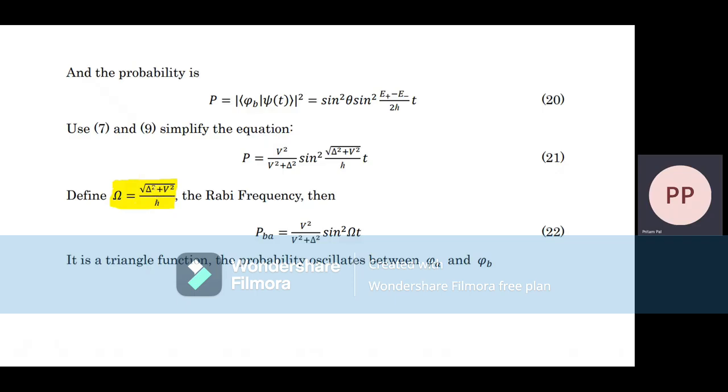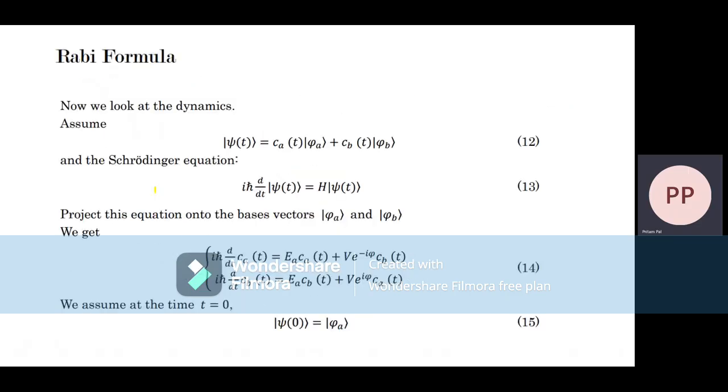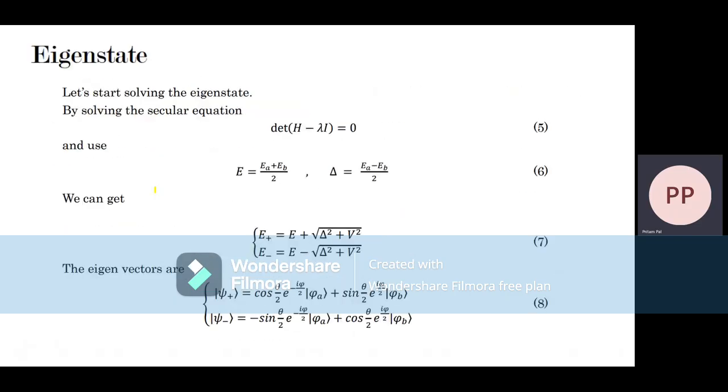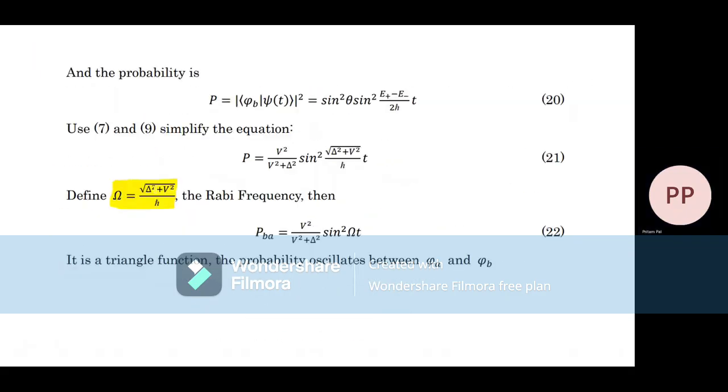This is root over delta square plus V square, divided by h cut. This delta is coming from half of the energy difference between two states, and V you can call the mean of the two energy levels. So this is the final expression. The Rabi frequency is the frequency at which the probability amplitude of two atomic energy levels fluctuates in an oscillating electromagnetic field.